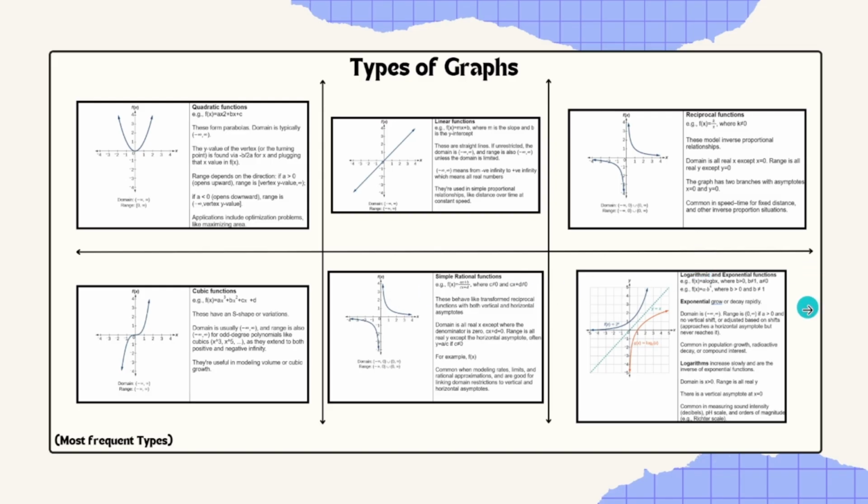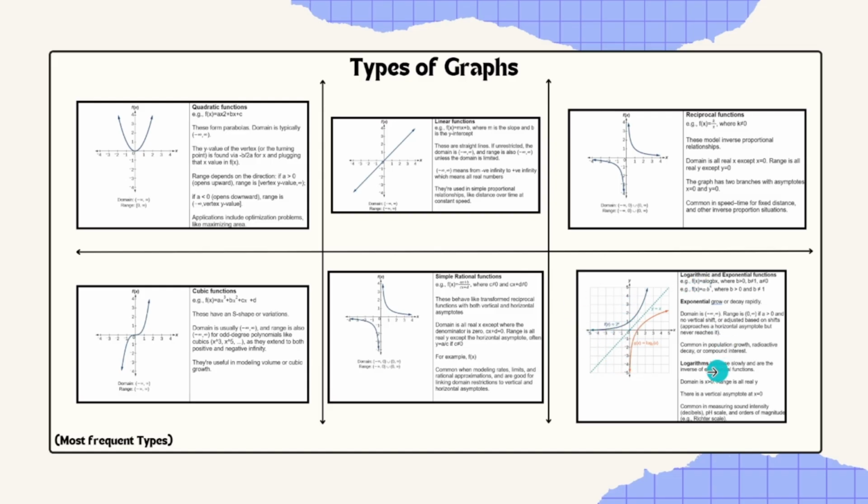Then we have log and exponential functions. These are basically inverse functions of one another. An exponential graph would basically grow or decay rapidly, and if you're talking about a function like y is equal to 2 raised to x, the asymptote would be at y is equal to 0, because no matter what the x value is, the function can never be negative or equal to 0.